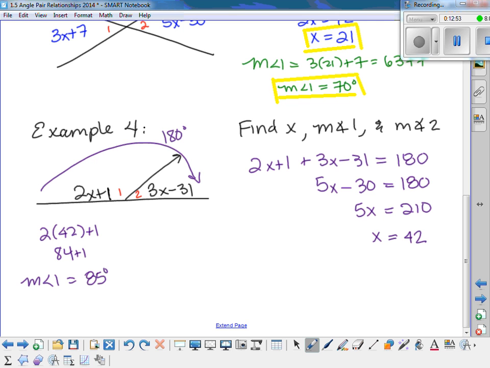And then for angle 2, we'll do 3 times 42 minus 31. So 3 times 42 is going to be 126 minus 31. Okay, and so 126 minus 31, I get the measure of angle 2 is equal to 95.